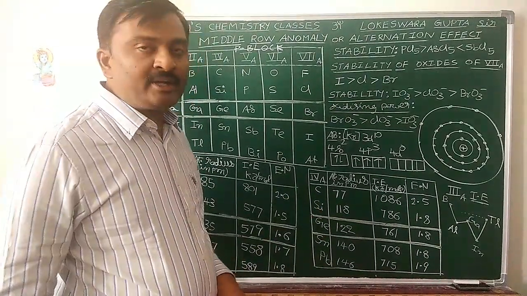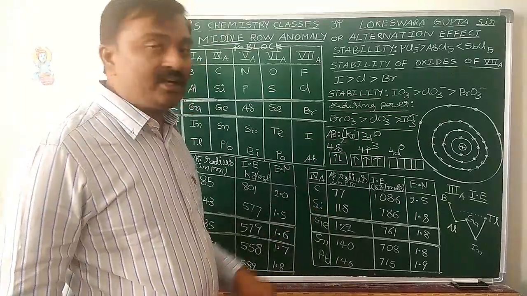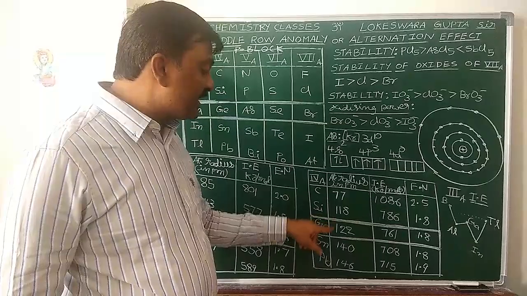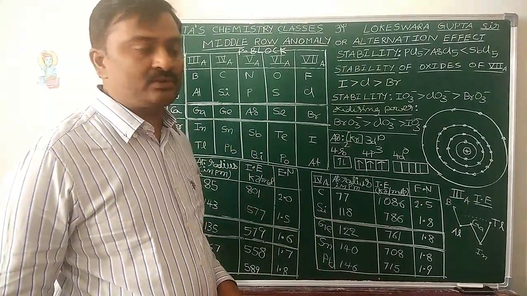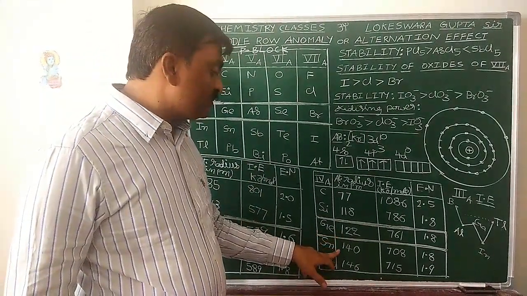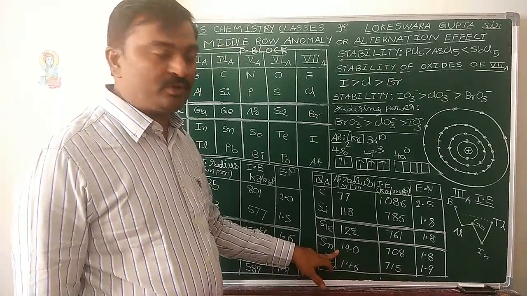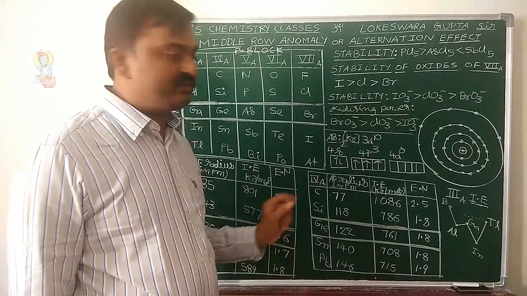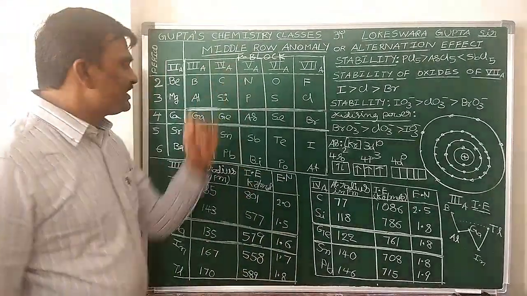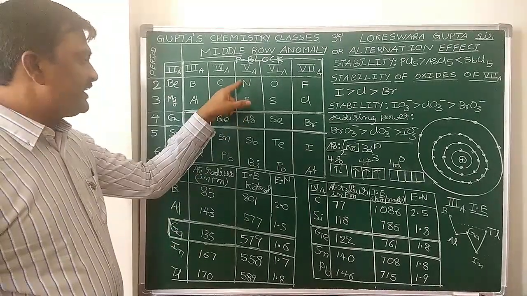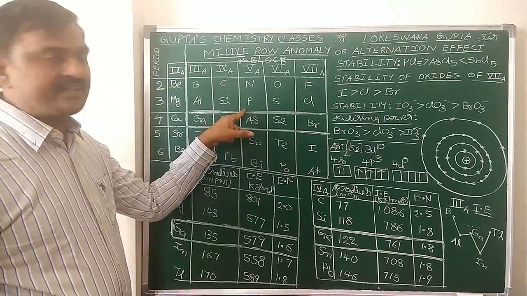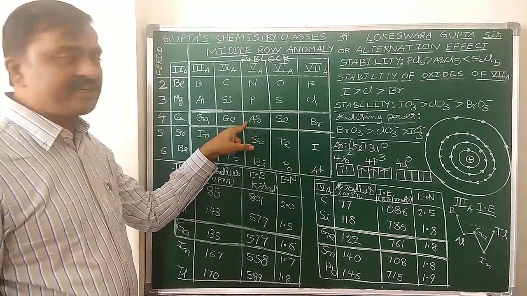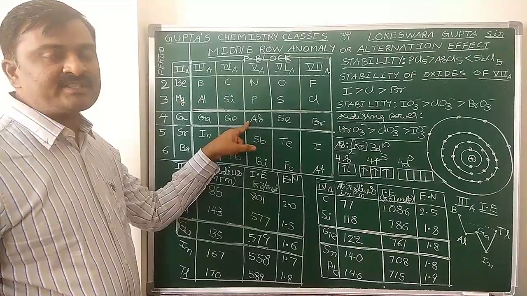Next, come to the 4A group also. From carbon to silicon, the increase in atomic radius is very high, 31 picometers. From silicon to germanium, 4 picometers only. From germanium to tin, again increase a little bit more. From tin to lead also the increase is less. The reason I will give later. Similarly, in the 5th group, nitrogen to phosphorus the increase in atomic radius is more. But from phosphorus to arsenic, third period element to fourth period element, the increase in atomic radius is less.